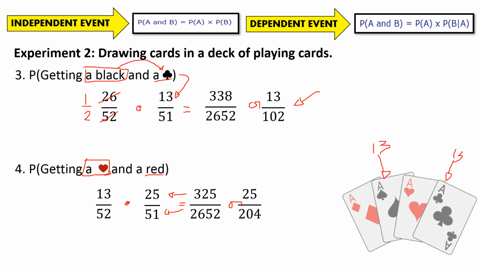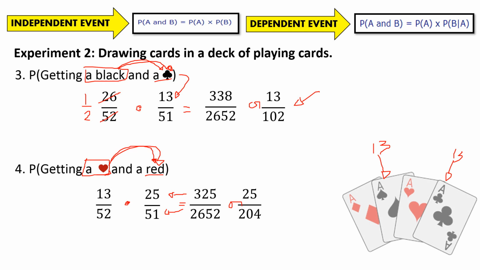While for number 4, whatever kind of heart that we get, we are certain that the number of red cards will be affected. So that is the difference. Again, getting a black card is not certain to affect the number of clubs, because we have spades as one of the black cards. But for this one, whatever kind of card that you get, it is certain that you will affect the number of red cards.